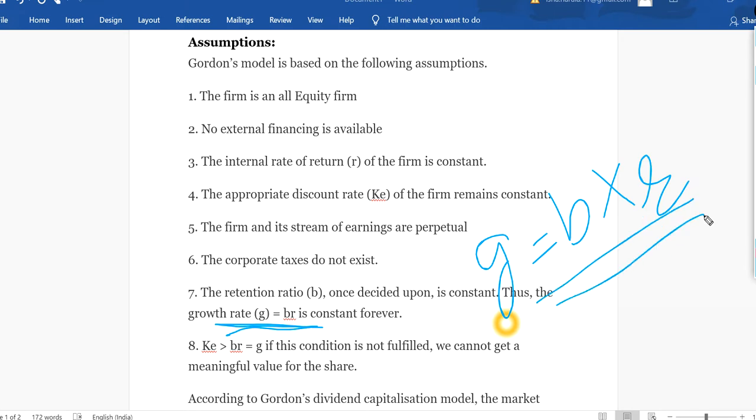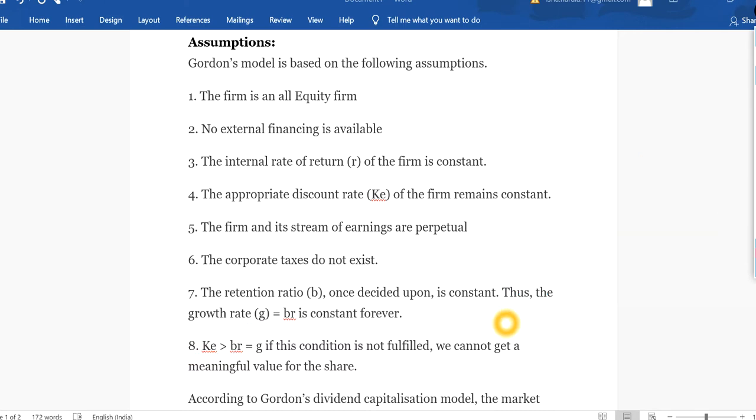B into R. The next assumption is KE is always greater than BR. So the cost of equity is always greater than the growth of the firm. If this condition is not fulfilled, we cannot apply this model. So it is very important that KE should always be greater than growth rate B into R.